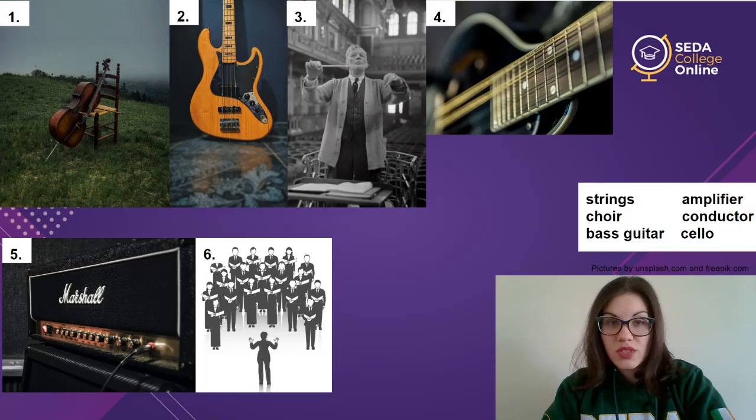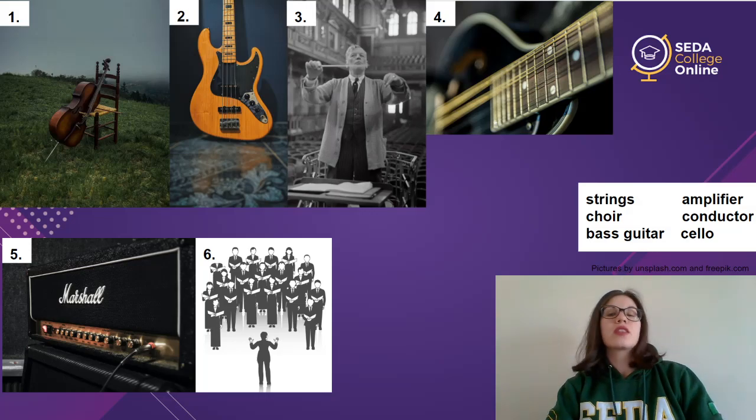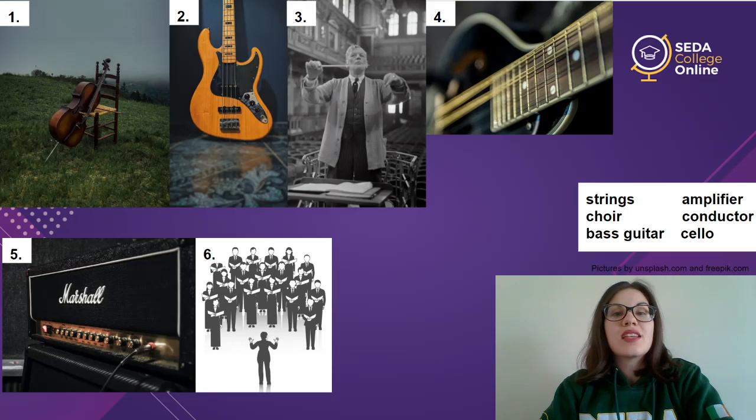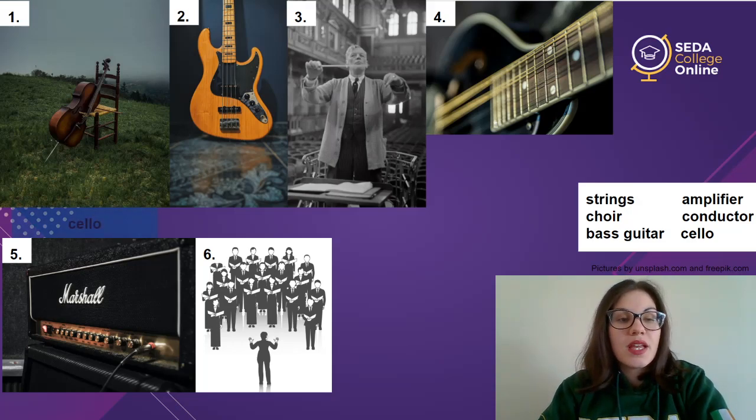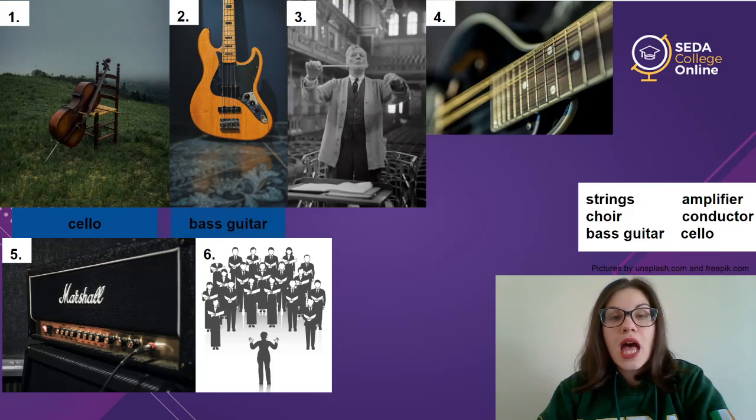Okay, you can pronounce it in two ways: amplifier, conductor, and cello. Alright, now I think that giving you the words made it much easier. So let's see the words together. Okay, and you can pronounce them again with me if you want, right? Focus on the pronunciation. Cello. You have a ch, cello. Bass or bass.